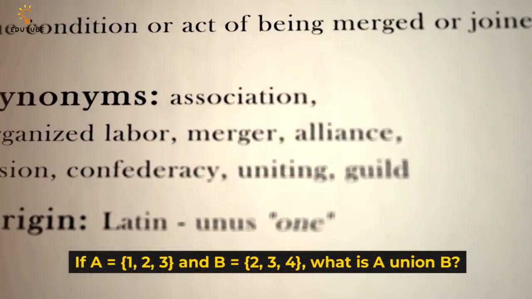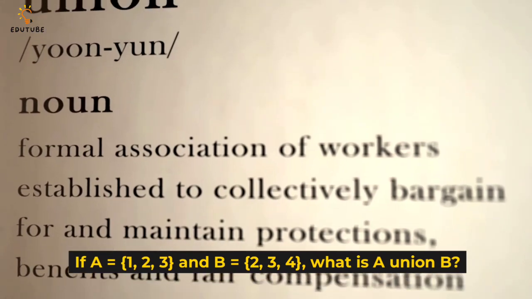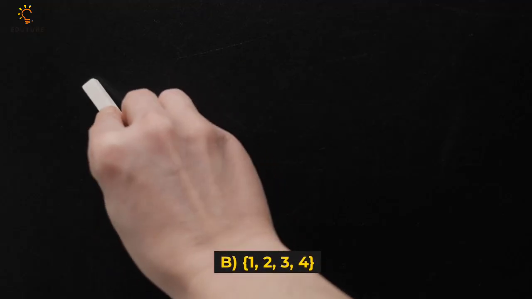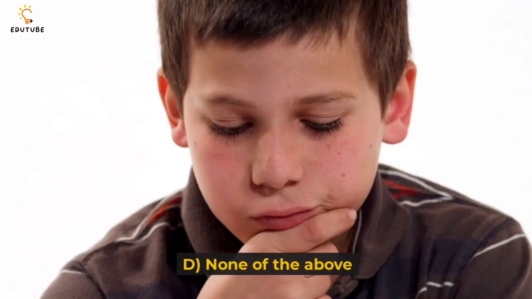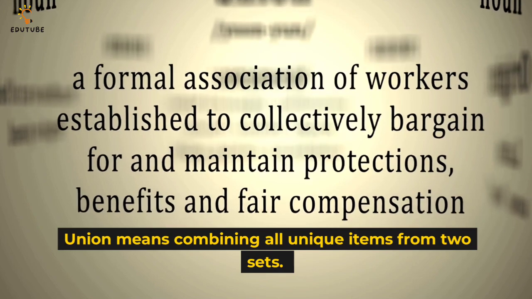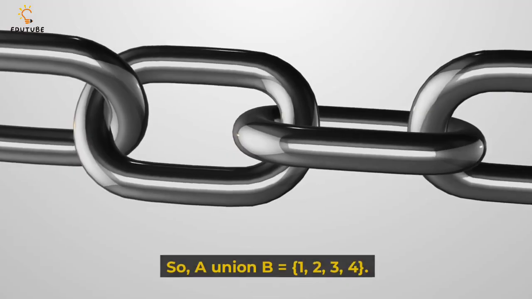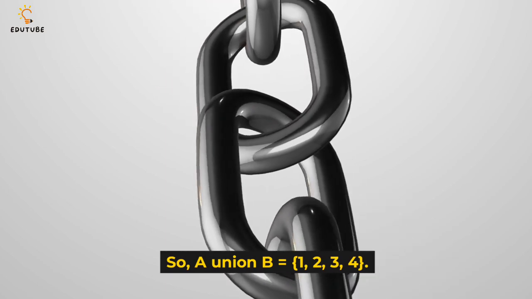Question 13. If A equals 1, 2, 3, and B equals 2, 3, 4, what is A union B? A, 1, 2, 3. B, 1, 2, 3, 4. C, 2, 3. D. None of the above. Correct answer. B, 1, 2, 3, 4. Explanation. Union means combining all unique items from two sets. So, A union B equals 1, 2, 3, 4.